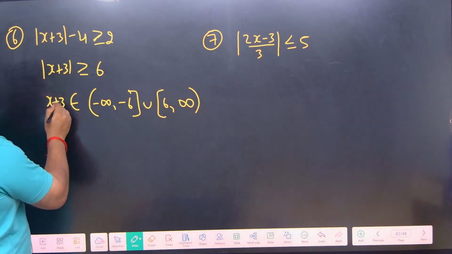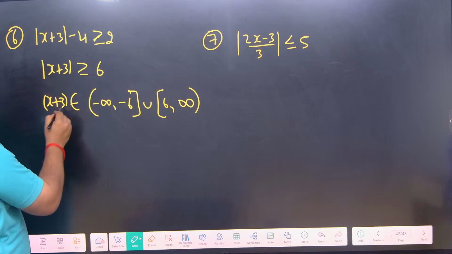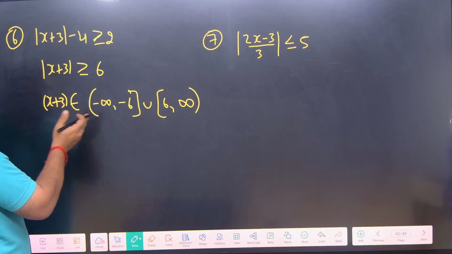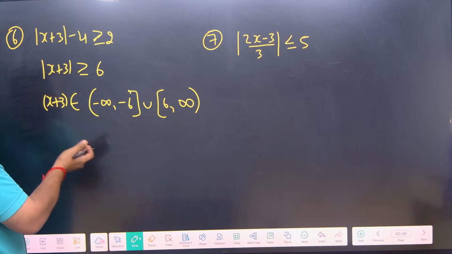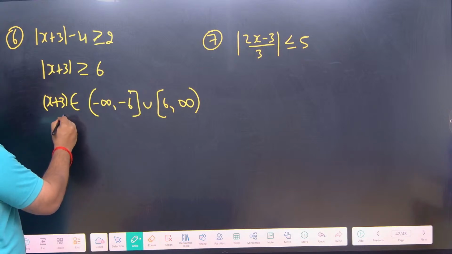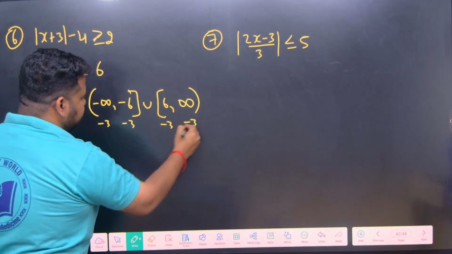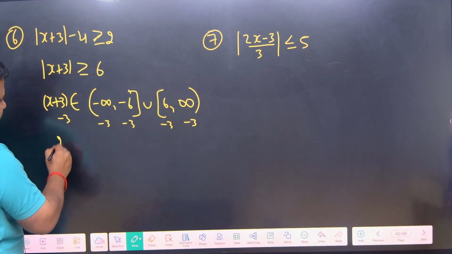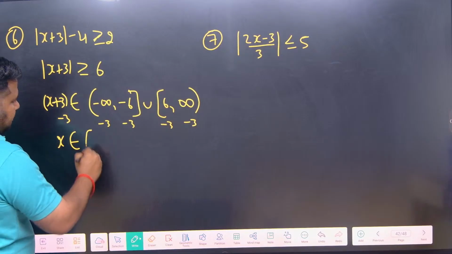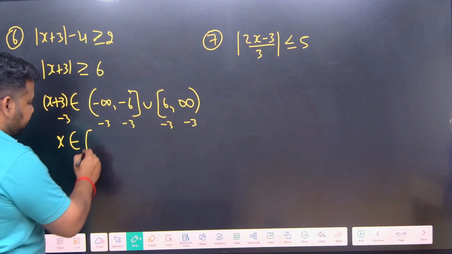But here plus 3 is there. I don't want x plus 3, I want x. That means this 3 I should remove. So plus 3 minus 3 I will do, so this will become 0. So minus 3 here, minus 3 here, and minus 3 here. x plus 3 minus 3 becomes x. x belongs to minus infinity minus 3, which is nothing but minus infinity only.